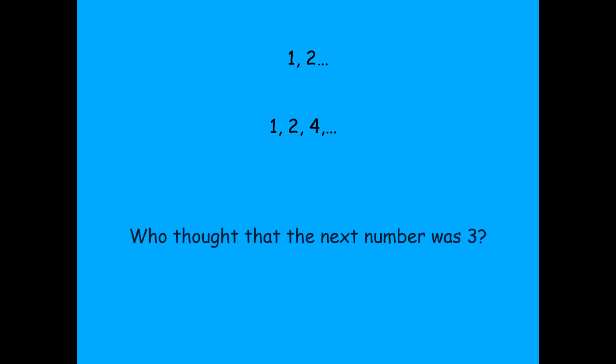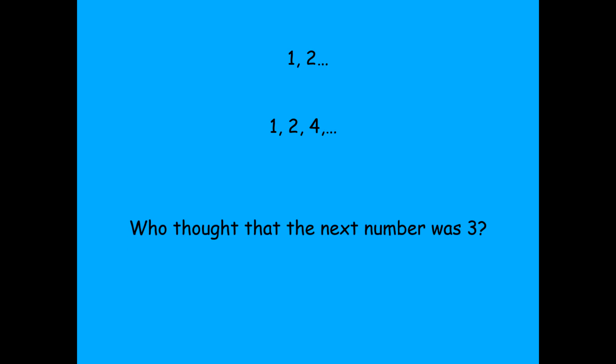Let's check. Well, we start with 1, then 2. Then we go, actually, up to 4. Can you see what we've done there? Who thought that the next number was 3? Well, that would be fine, and that would say that each time we're jumping +1. But with this tricky number pattern, what we're actually doing is doubling each number.